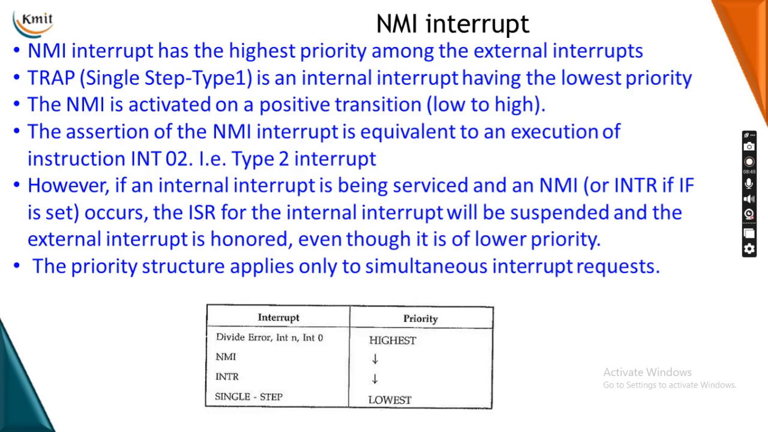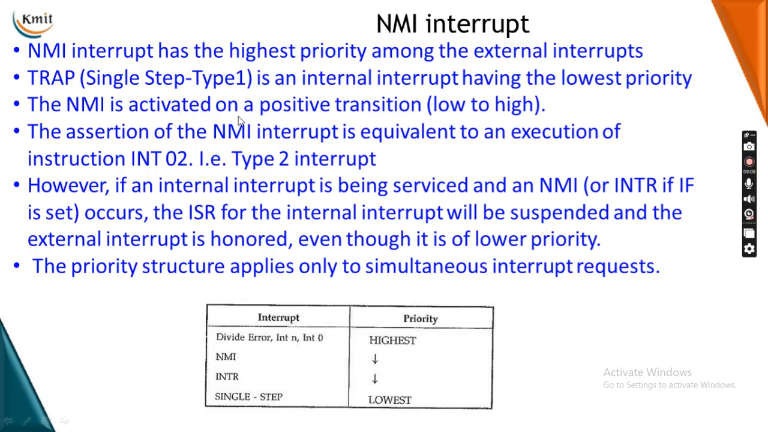Yeah, so we'll discuss the NMI interrupt. So what is this NMI interrupt? Non-maskable interrupt, which is an external interrupt. So the highest priority will be given to NMI. Trap, single step, is an internal interrupt having the lowest priority.